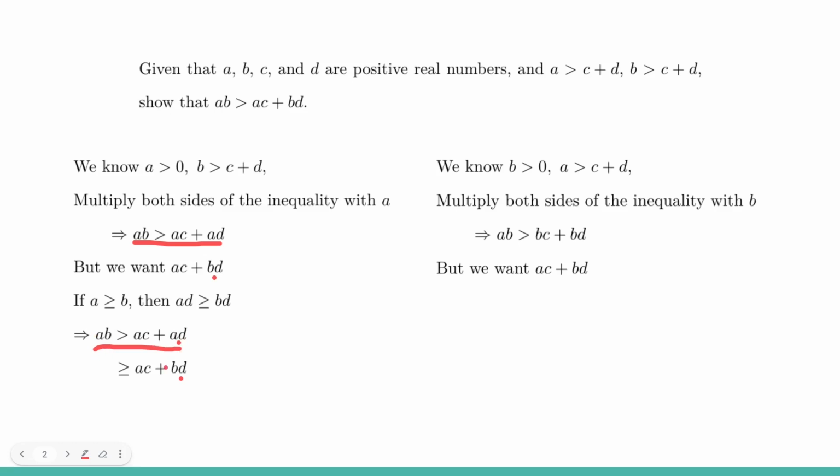And now, what happens is we have an unbroken chain of inequalities in the same direction. AB is greater than this, and this is greater than or equal to this. So then naturally it follows that AB must be greater than AC plus BD, and that is exactly what we wanted to prove. So this is fantastic. The problem though is we don't actually know the relationship between A and B, right? So we said if A is greater than or equal to B, then we would be happy, but what if it's not? What if A happens to be less than B?